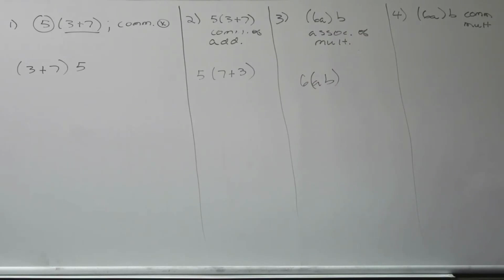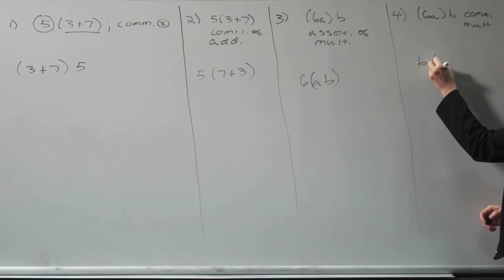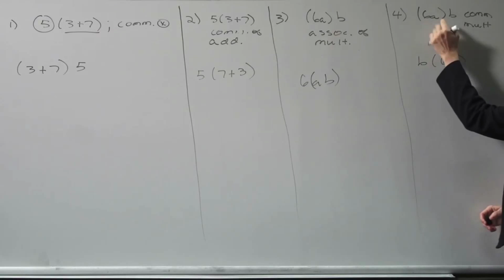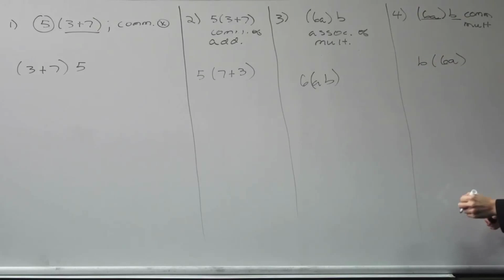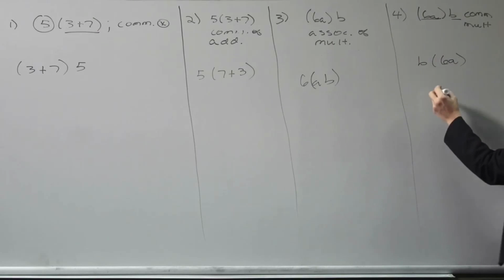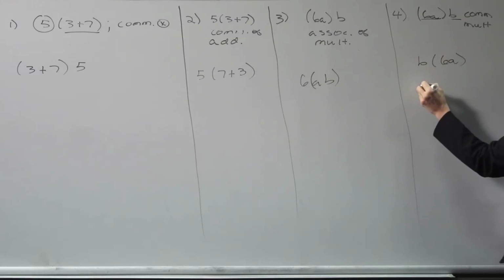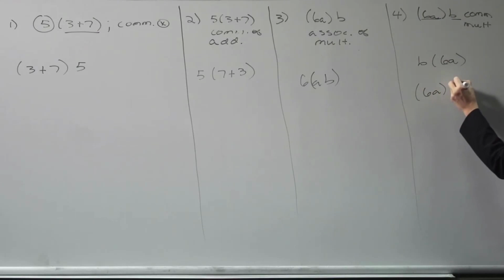Now this problem, commutative of multiplication. Now, actually, there's 2 answers here, because we have to change the order of what we're multiplying. So either we could do this, and it will change this with this. Or we could do this also. Remember, you had 6AB, that's what you had.